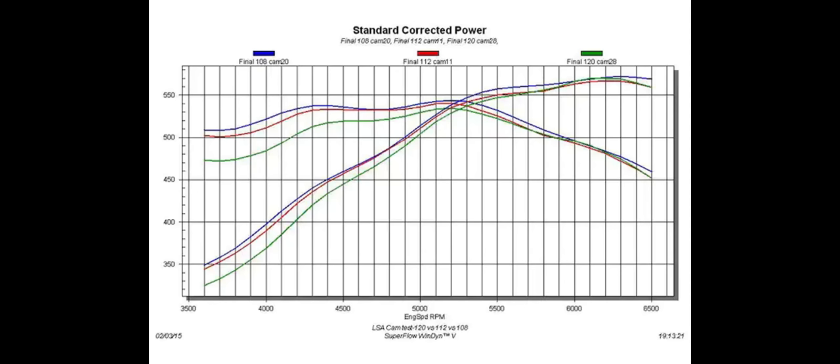Now we're going to move on to the 108 LSA. The 108 didn't produce the typical results you would expect after seeing the results produced by the previous dyno sheets. The 108 made the most low to mid-range torque and horsepower. It also made the most peak torque. The 108 ultimately increased torque and horsepower across the entire curve.